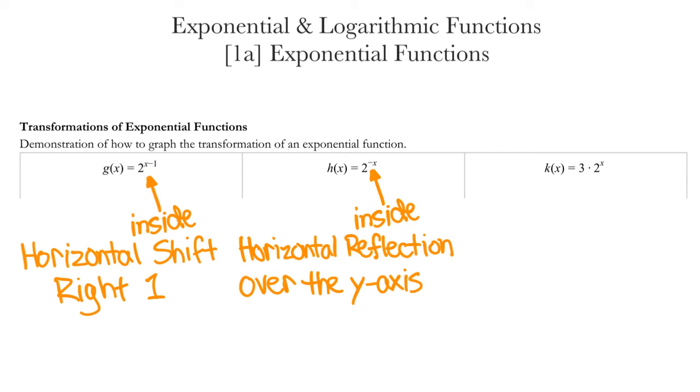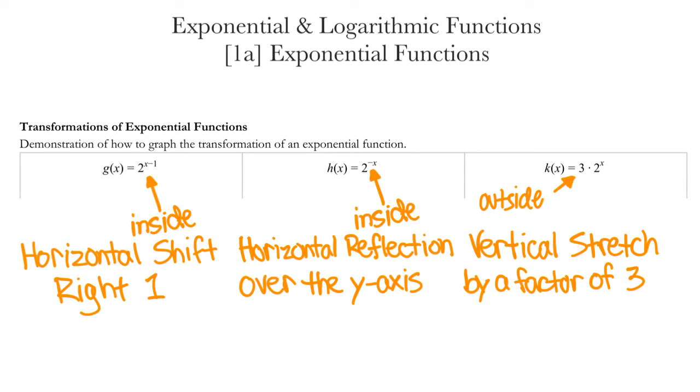Finally, we have the function k of x. And I notice a 3 that's being multiplied by 2 to the x. Well, that 3 is on the outside of the function, so it affects the y values. It makes every y value 3 times bigger. So compared to the function 2 to the x, k of x is a vertical stretch by a factor of 3.